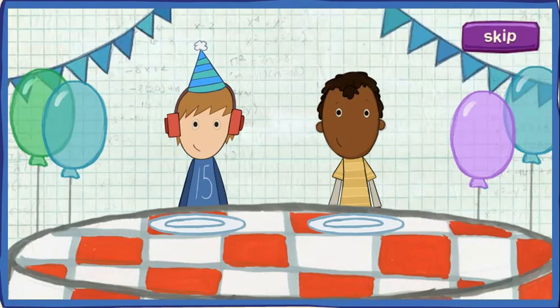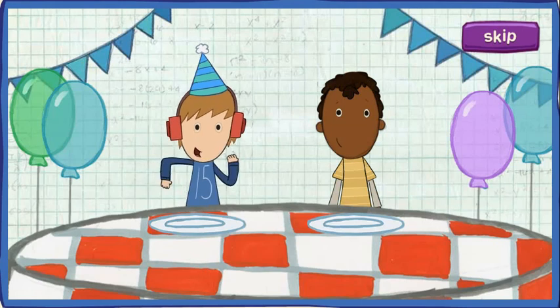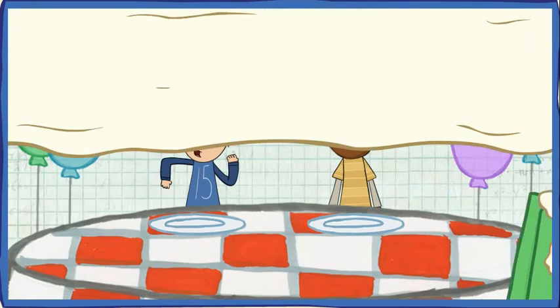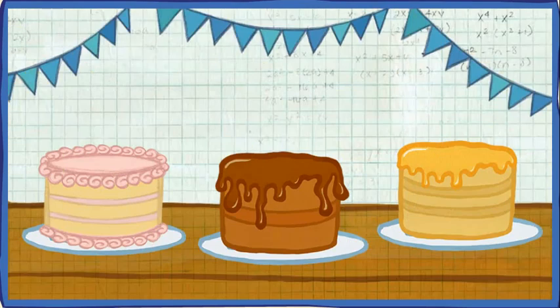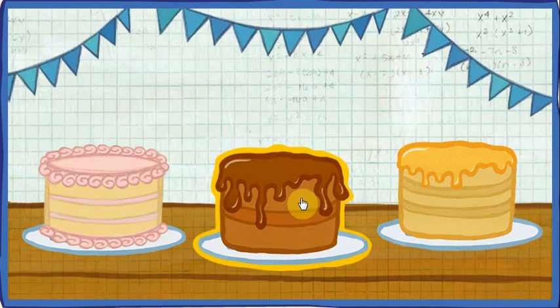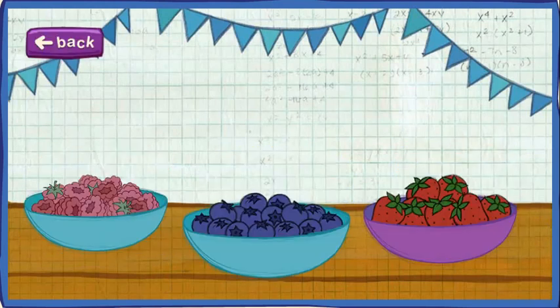We're having a birthday party for Jesse! Everything's ready! But the cake. Help me make one. First, pick a flavor. Click on the cake you want. Chocolate cake. Tasty. Now it's time for some toppings. Click on the fruit you want to use.